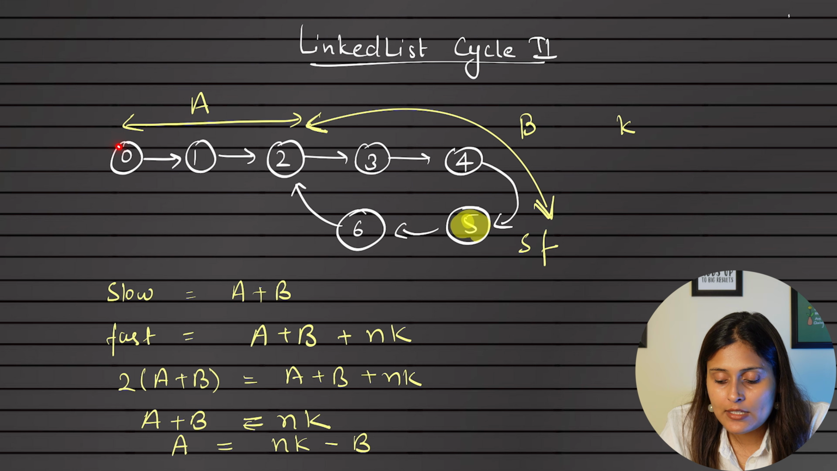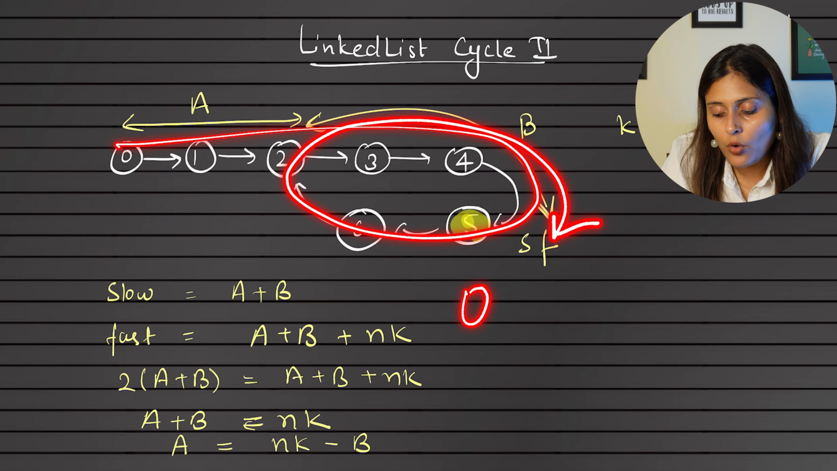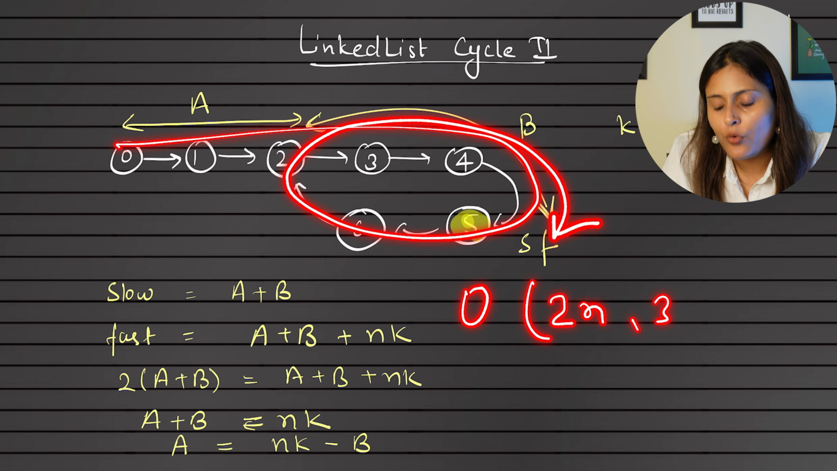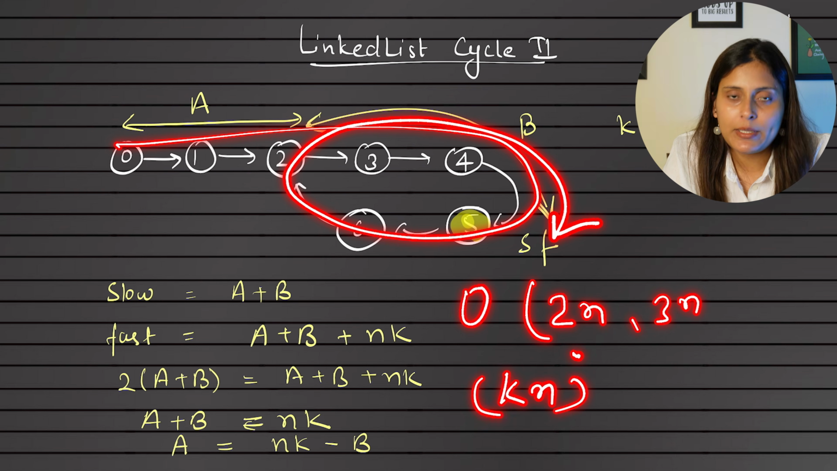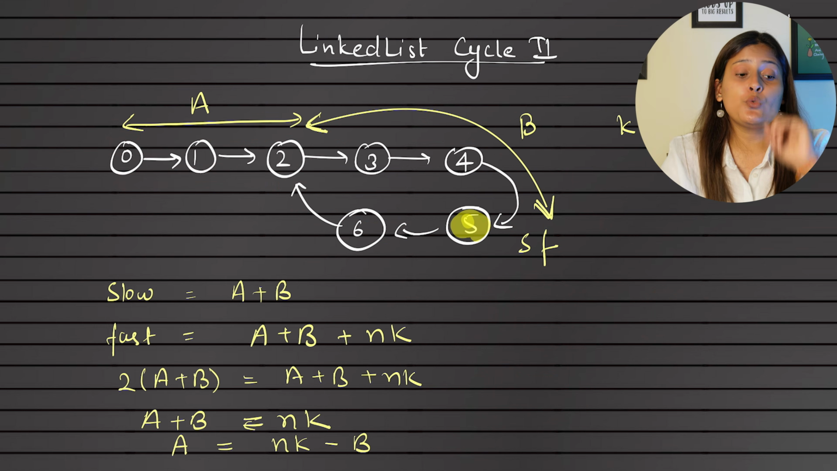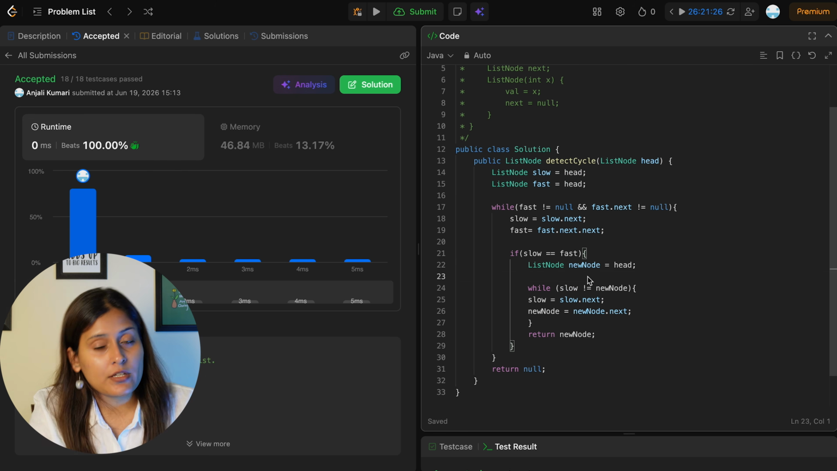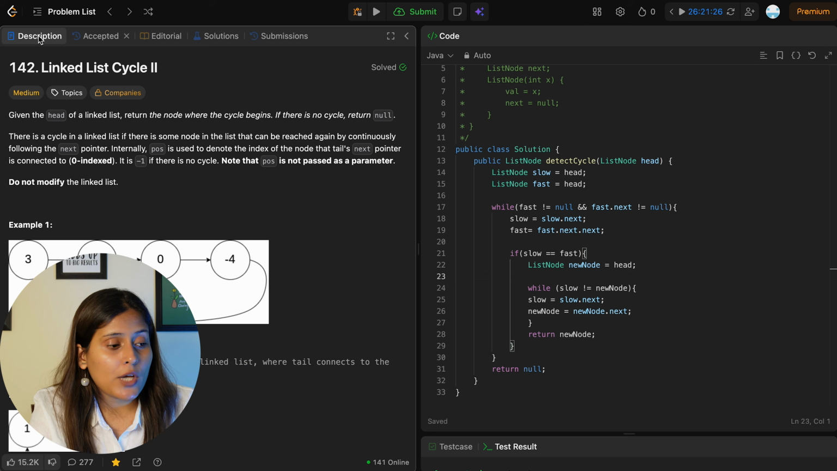But as you can see, fast has moved double, right? So it will be O of 2n, 3n, 4n depending upon where they met. So we can say kn, but definitely this will be linear. Now talking about space complexity, we have not taken any extra space other than these two pointers. So the space complexity will be constant in this case. I hope you understood.